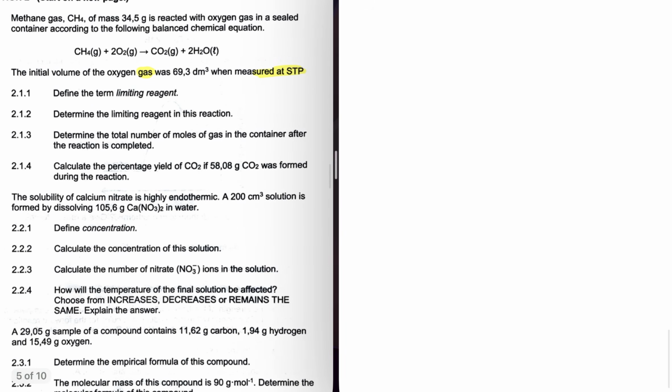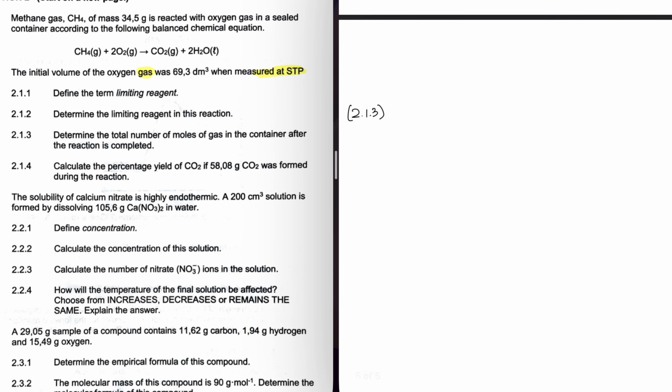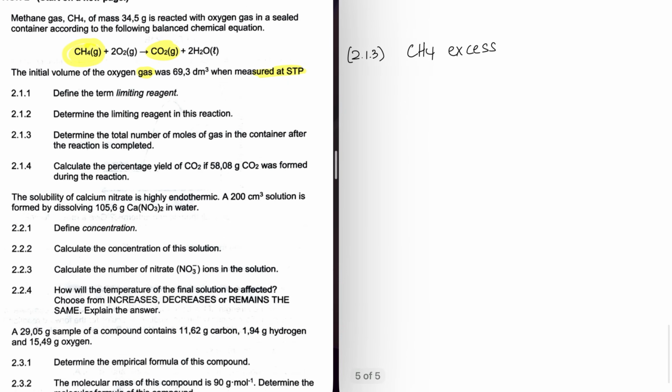Now question 2.1.3, determine the total number of moles of gas in the container after the reaction is completed. So because the O2 is limiting, it then means that the CH4 is in excess. Right? So we're talking about the gases. So we're looking at CH4 and we are looking at CO2. So there'll be some CH4 that's left. There'll also be some CO2 that formed. So we can figure out the amount of CH4 that's left over. But before we do that, we need to figure out how much was used.